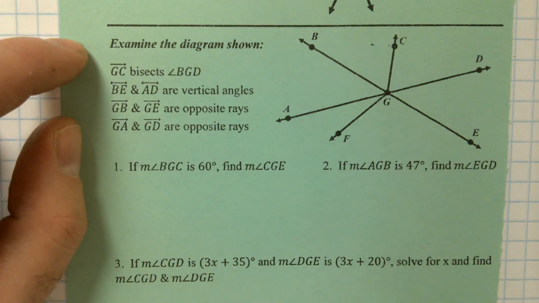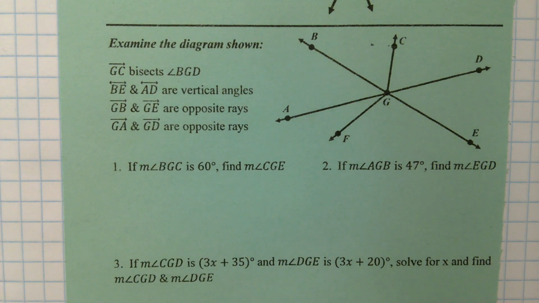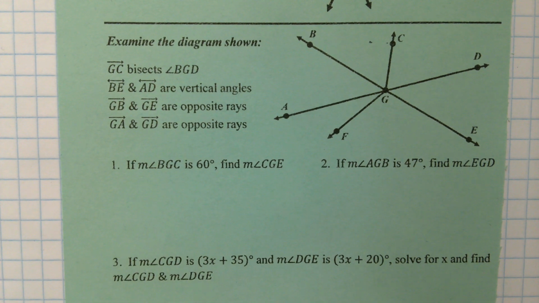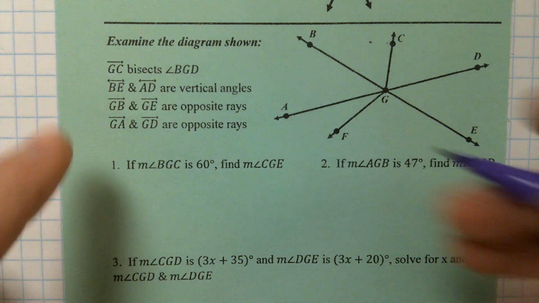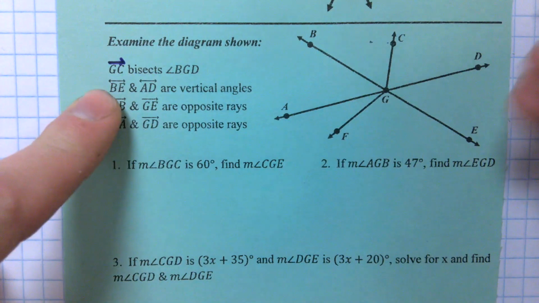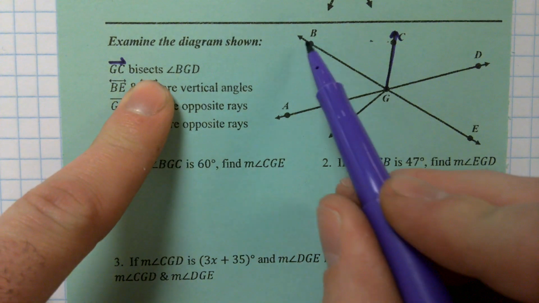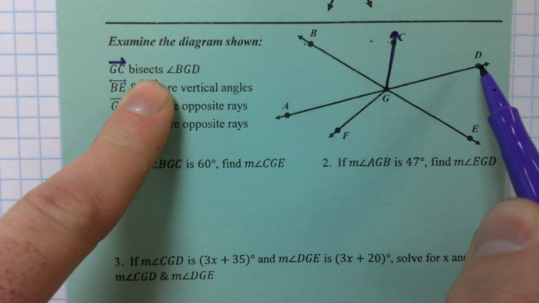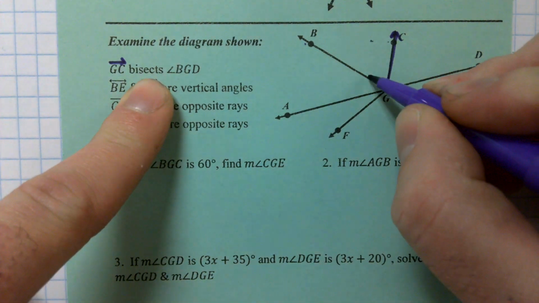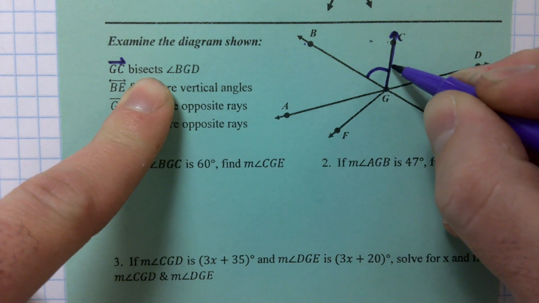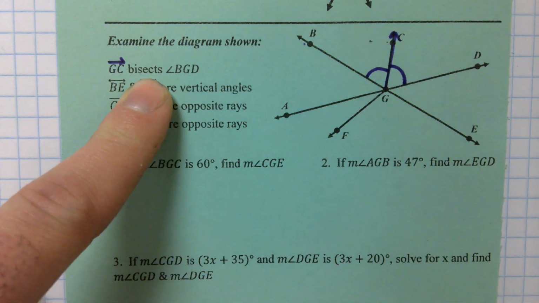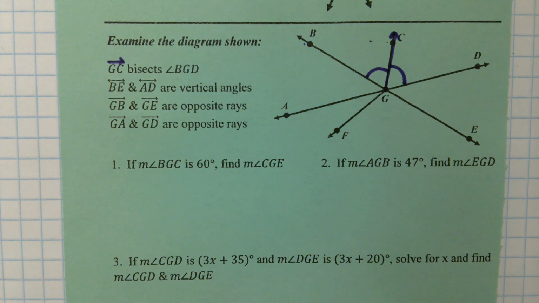What does it mean? We talked about this before. What does it mean for a line to bisect an angle? It cuts it in half, right? So if GC, I'm going to do it in purple, GC bisects BGD, that means this angle is equal to that angle. I'm going to do a single little angle measure marker to show that they're the same.